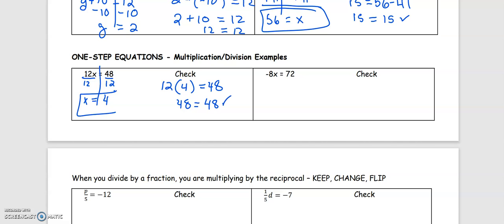And it works out nicely. Next one, again, I'm still multiplying. I'm going to go ahead and divide by negative 8. Include that negative sign with you as you're dividing. And remember, a positive divided by a negative will give you a negative value. When we check, make sure you plug in that negative 9. Two negatives multiplied give us a positive.